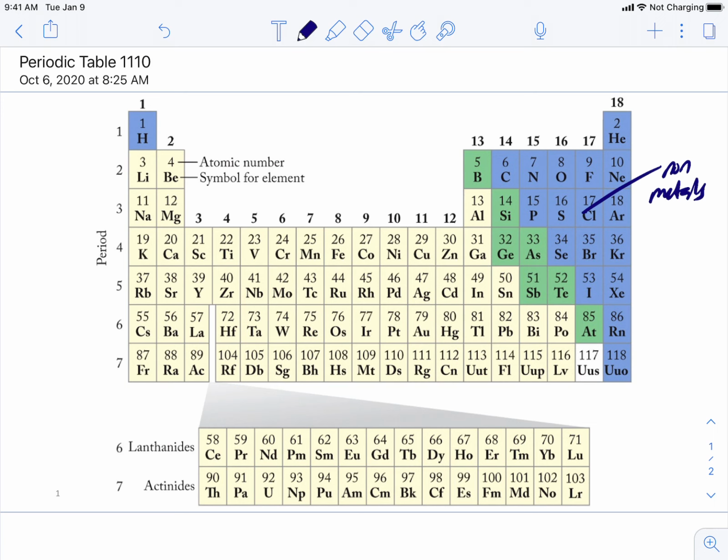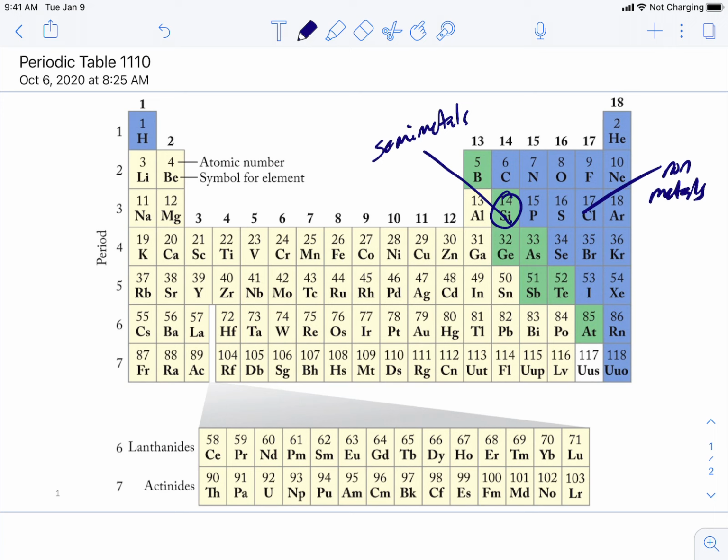The green ones are your semi-metals or semiconductors, or metalloids, okay? There's silicon, which is going to be the basis for our semiconductors, and then hydrogen's blue also, and everything else is metals.